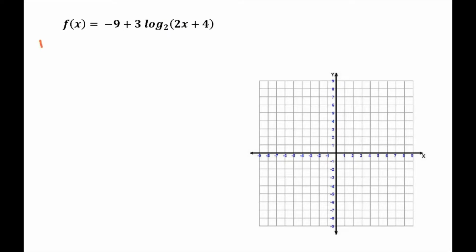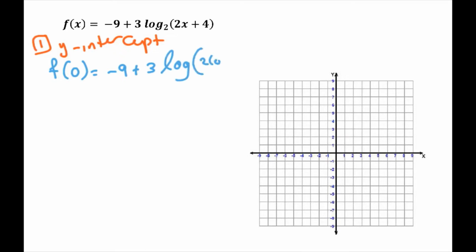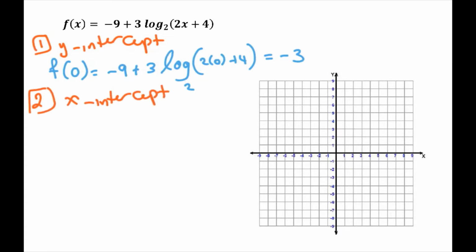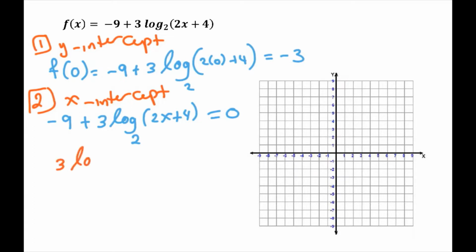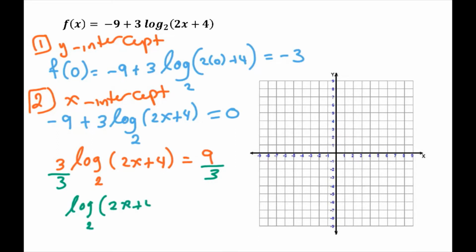So let's do this one. So first step, y-intercept. So f of 0, and that's going to be equal to negative 3. Step number 2, x-intercept. That's when you make the function equal to 0, and then you solve it. So I'm going to move the negative 9. Then you can divide both sides by 3. And then you write it as an exponential, which is going to be 2x plus 4 equals 2 to the power of 3.